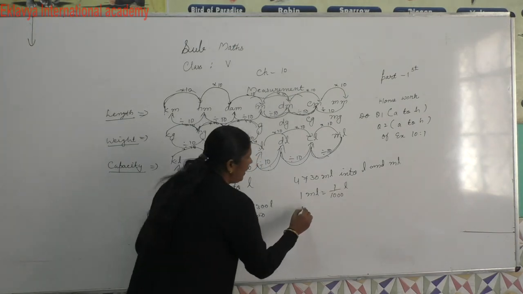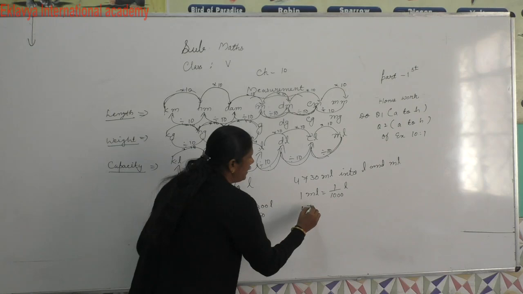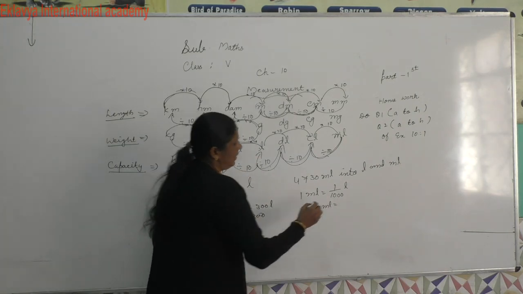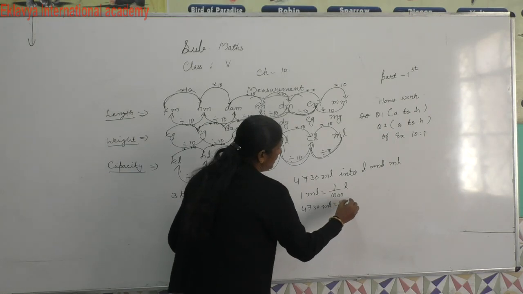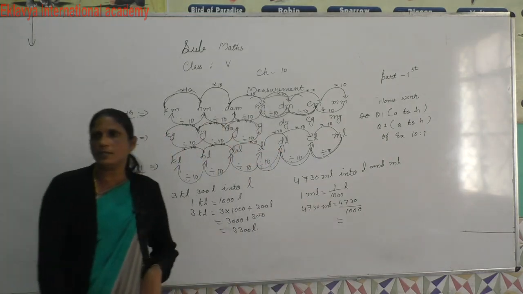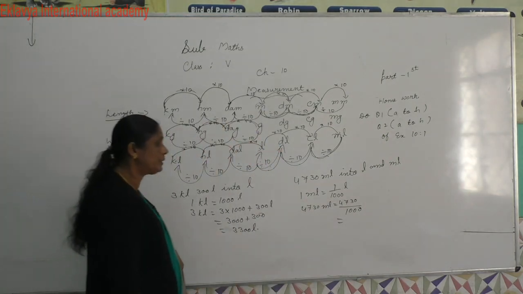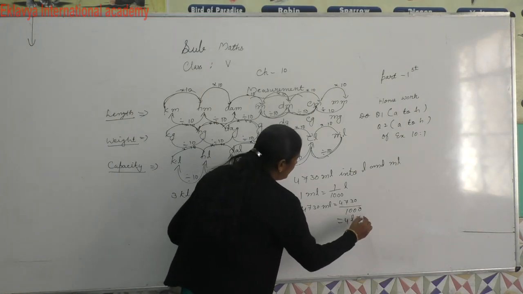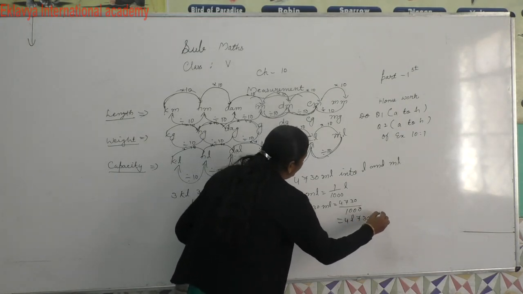Then we have 4730 ml is equal to 4730 upon 1000. That is, we divide by 1000. How many digits we remove? 3 digits. 4 liter 730 ml.